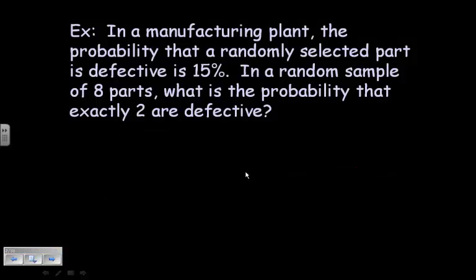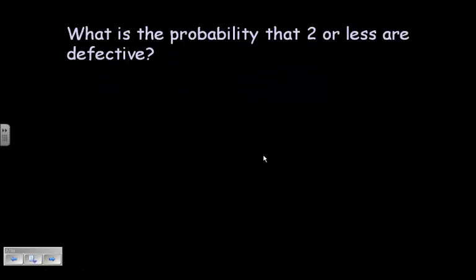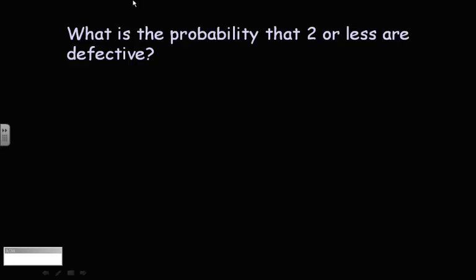The next type of problem that we're going to see is what is the probability that 2 or less are defective. So it extends the previous problem, and instead of simply having exactly 2, this time we want 2 or less. And we've done this type of problem before. So first we would have to calculate the probability that 2 are defective. Well, we found that in the previous slide, and it was 0.2376.